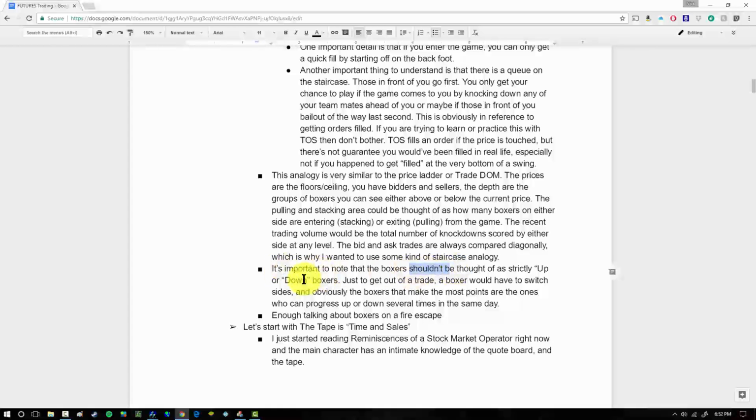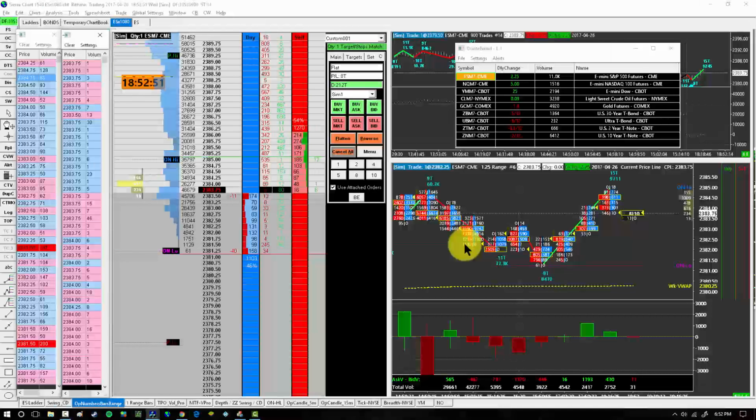Just like I mentioned, there is no such thing as strictly up or down boxers playing. They can switch sides at any time. They can go to the building and then come out on the opposite side for the opposite team, because for them they just want to get the points. They don't care if it's up or down, just whether or not they're making progress. So let's take a look at the price ladder real quick.